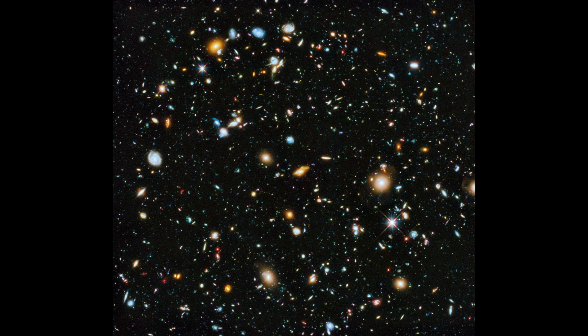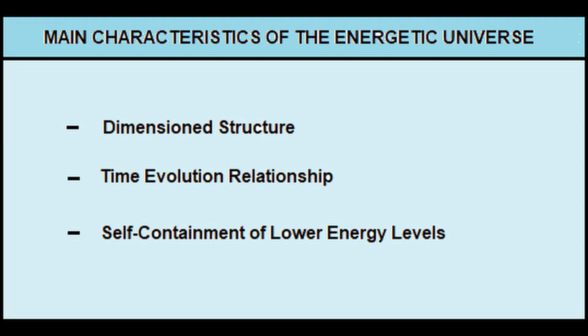It presents a dimensioned organization where entities evolve continuously. This action allows them to structure dimensions with ever greater degrees of existential freedom and, at the same time, self-contain the lower dimensions. This allows them to continue their existence. Consequently, the main characteristics of the energy universe are its dimension structure, the self-containment of its energy levels, and its evolution-time relationship. With the purpose of explaining this fundamental trilogy of the universe, we will conceptually expose its dimensional structure.